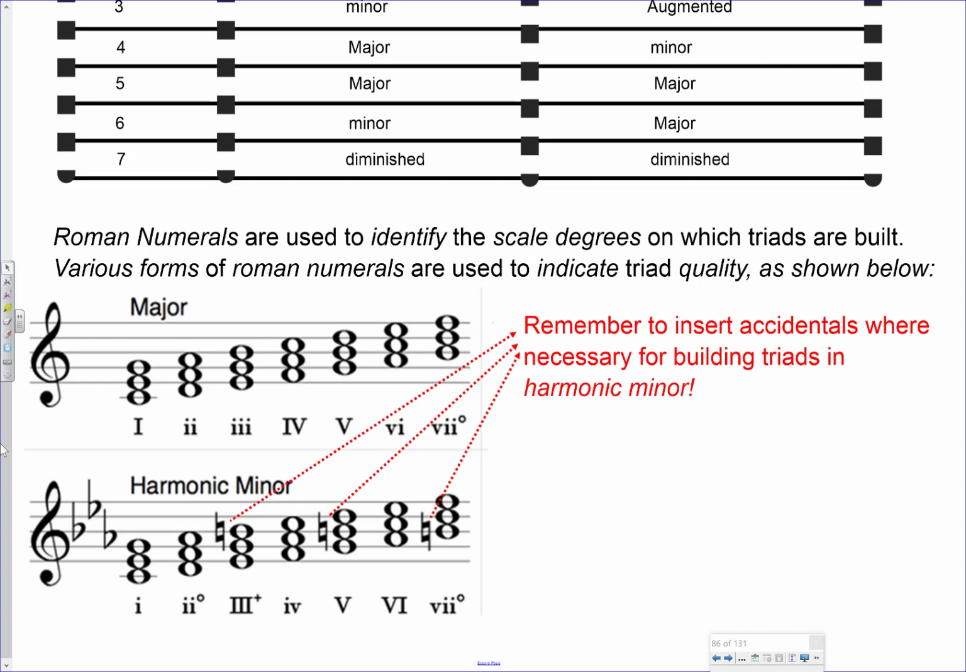Note in this example of harmonic minor that we happen to be in C minor. Since we're using the harmonic form, we need to raise the B flat subtonic to a B natural leading tone. When we do that, the 3 chord becomes augmented. When we do that, the 5 chord becomes major, and the 7 chord becomes diminished.